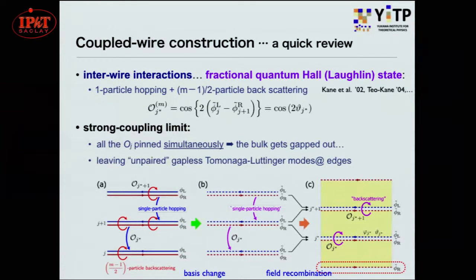Actually, that's a tough question. We just assume we can stabilize it, or that you can make this inter-wire interaction most relevant among all the possible interactions. This is my assumption. Actually, Teo and Kane gave some hand-waving argument for the simplest cases, but I don't think it's easy to find a general argument for generic cases.